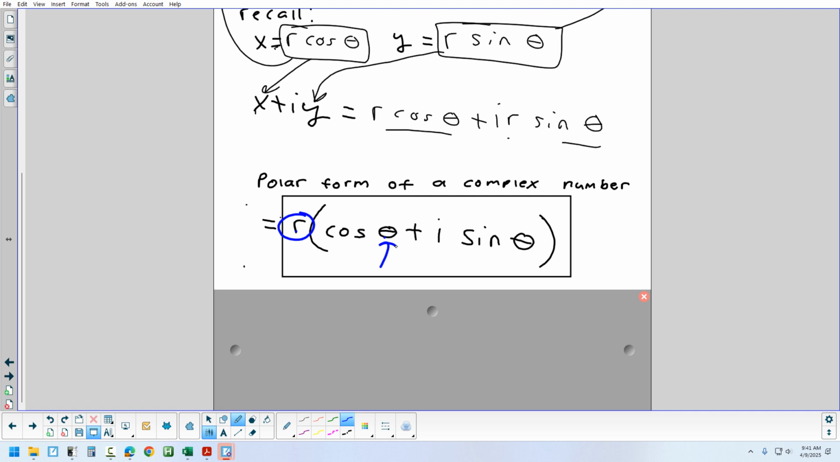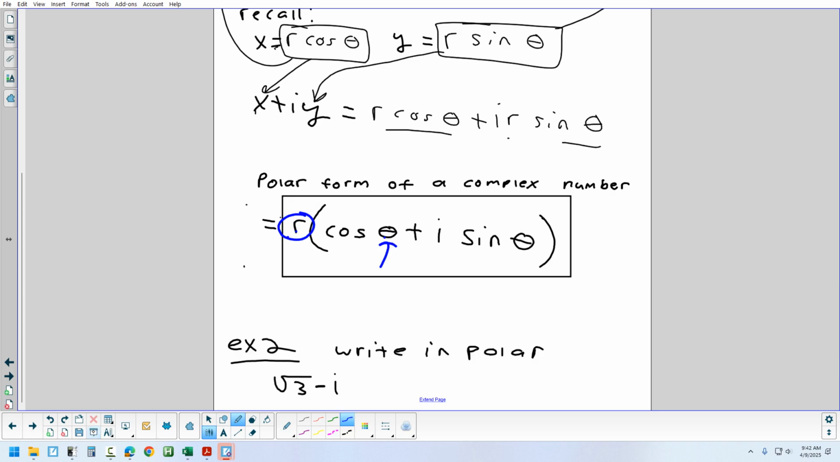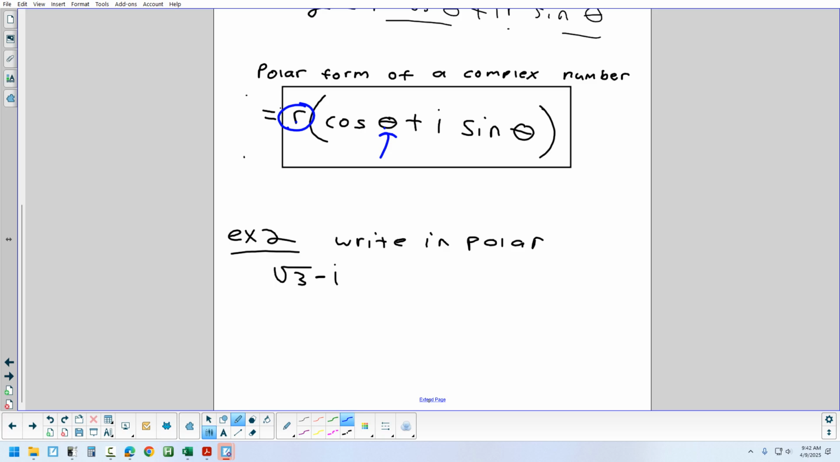Tangent. And specifically, what kind of tangent? Inverse tangent, yep. Inverse tangent of y over x. So the two formulas for r and theta, it's exactly what you did yesterday. All right, so let's finish up trying to write this in polar.